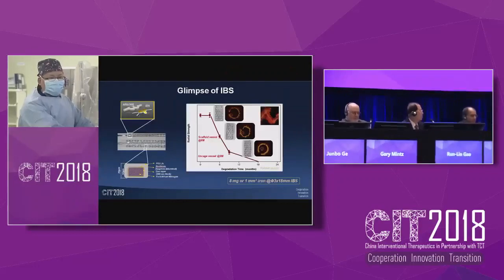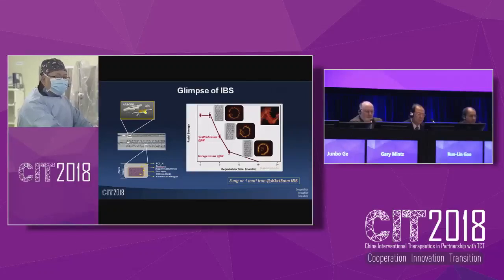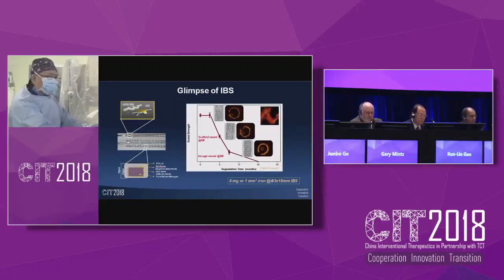By the way, we also performed OCT for the middle to proximal part. I will show them the introduction of the IBS. This is a very special scaffold. The backbone is based on iron with 0.05% nitrogen. There is a zinc layer outside the iron to control the corrosion of the iron. The outer layer of the stent is PLA plus sirolimus. The strut thickness is only 70 micrometers.